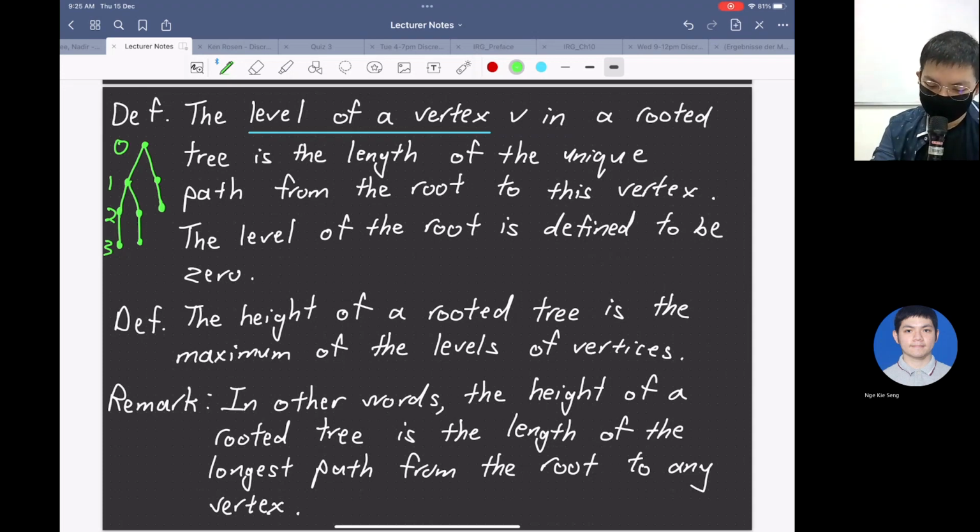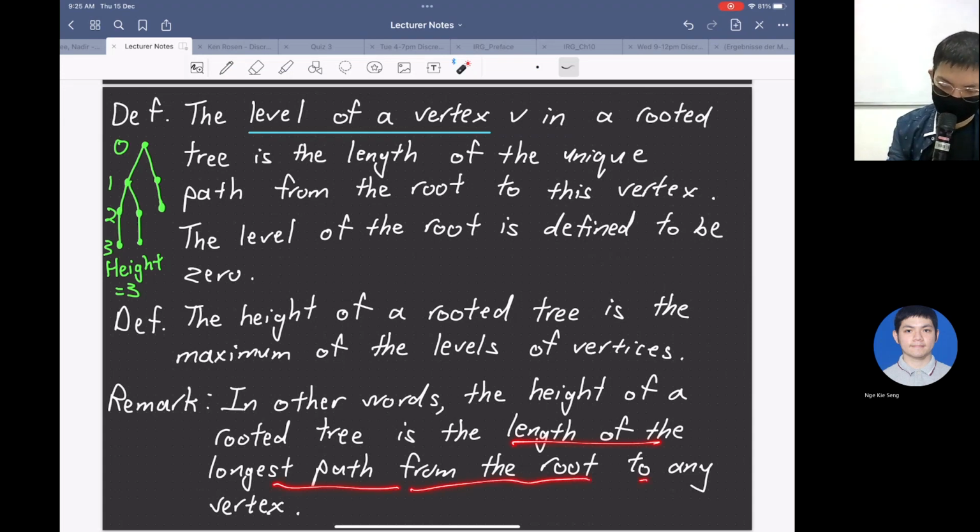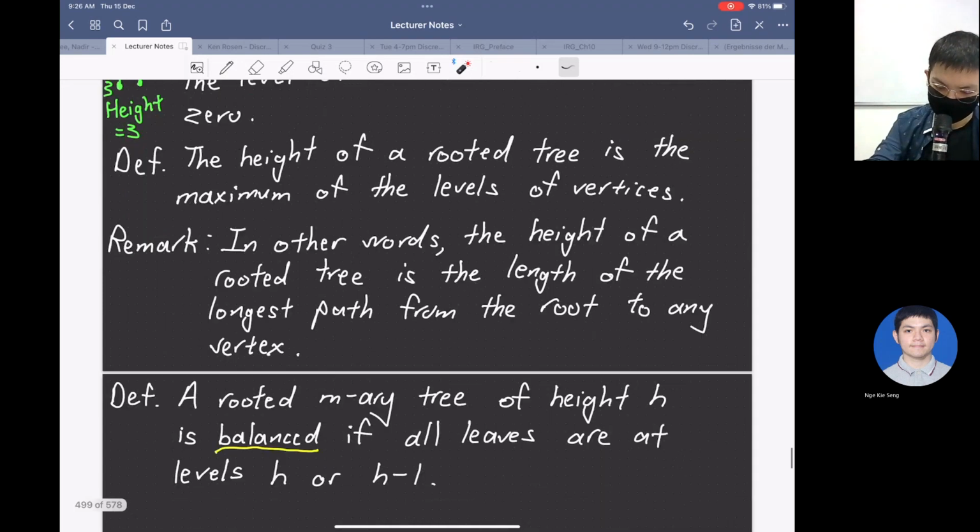And then the height of a rooted tree is the maximum level of the vertices. For example, the height of this example here is 3. So it's the maximum level. In other words, the height of a rooted tree is the length of the longest path from the root to any vertex. You can find the longest path here from the root is actually length 3. It's the same. So this one is the level and height.